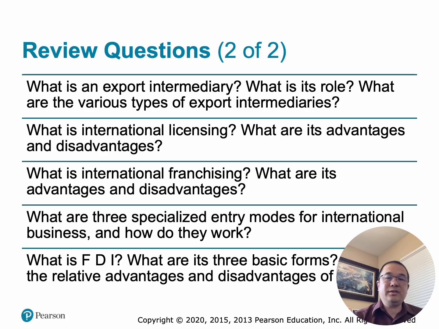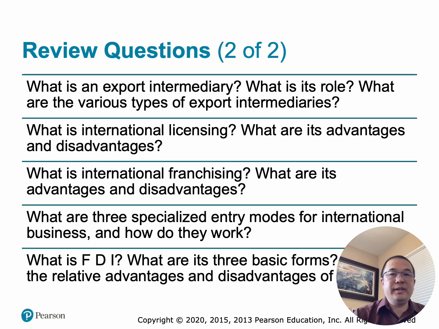Number 3, what is international franchising? What are its advantages and disadvantages? So franchising is a specialized form of licensing. The franchisor provides a brand name, business model, operating procedures, and training. The franchisee pays fees and royalties. So advantages are low cost expansion, faster international growth, local investment by franchisees, and learning opportunities from foreign markets. The disadvantages are shared revenues, more complex management, quality control challenges, and potential brand reputation issues.